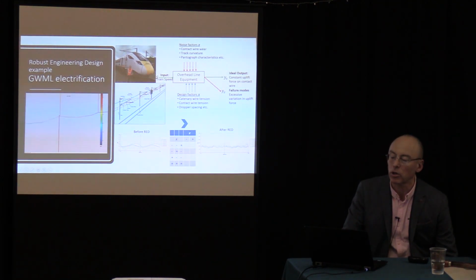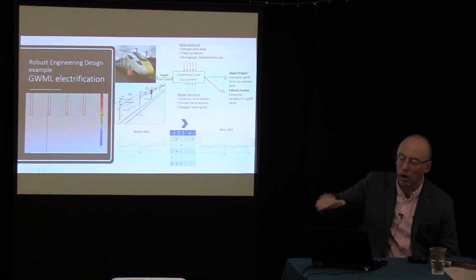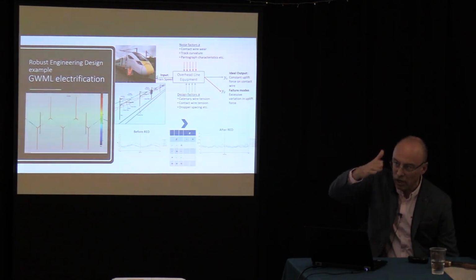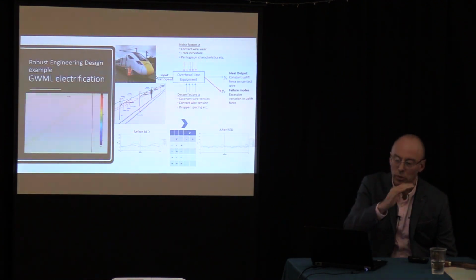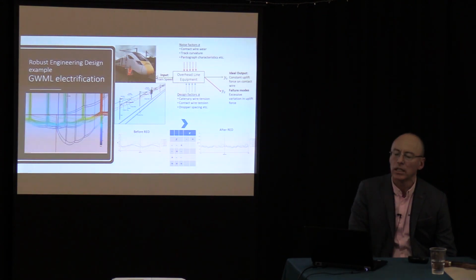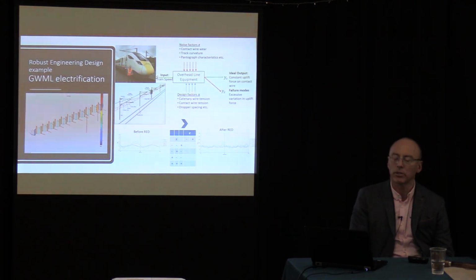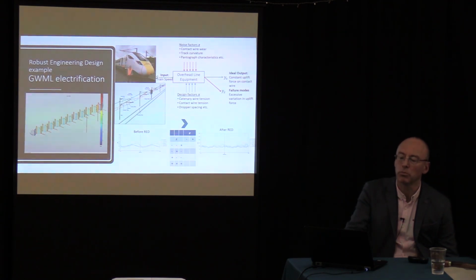Basically you've got a contact wire and you've got a catenary wire, which is the wire that sags, and then there are droppers off those from which the contact wire is suspended. And so you can play around with all sorts of parameters on this setup. This is a computer model.